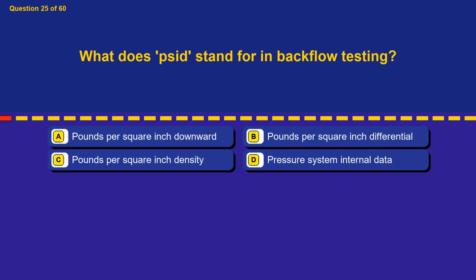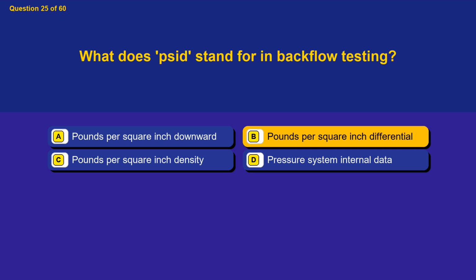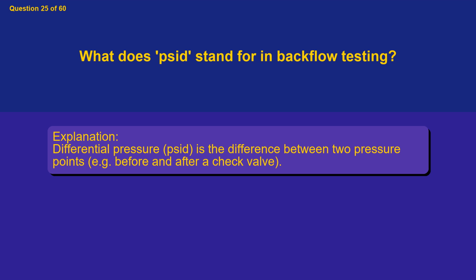Question 25. What does psid stand for in backflow testing? Option A pounds per square inch downward. Option B pounds per square inch differential. Option C pounds per square inch density. Option D pressure system internal data. The correct answer is option B, pounds per square inch differential. Differential pressure, psid, is the difference between two pressure points, e.g. before and after a check valve.